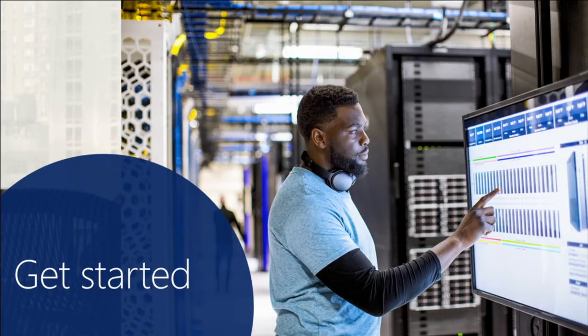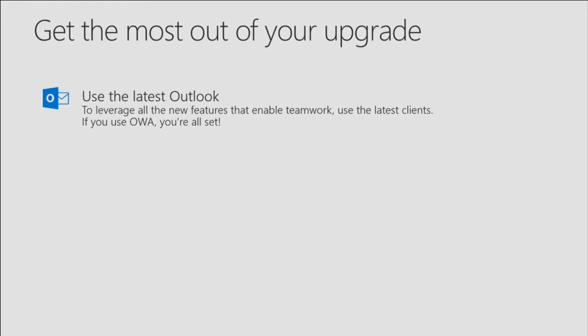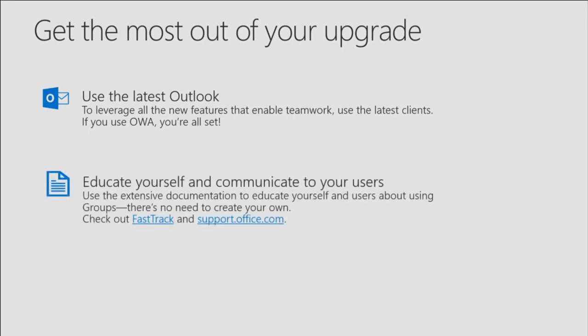All right, with that, let's talk about how to get started. Three simple ways to get the most out of your upgrade. First and foremost, use the latest Outlook. This is where you will see all our new innovative updates coming through in the newest clients. Not that it won't work if you don't have the latest clients, but in order to leverage the full power of what the capabilities are, you should be on the latest client, 2016. If you use Outlook Web Access, that's great, you're all set. You don't need to do anything, just go to your browser.